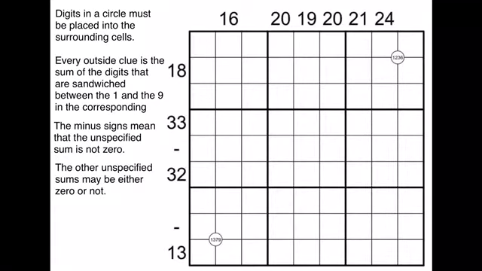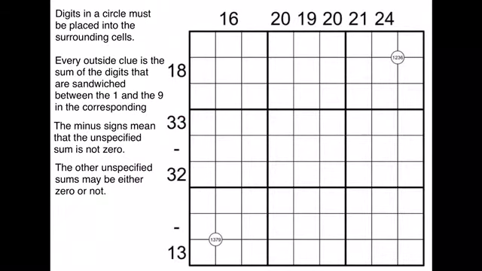Ta-da! So the magic of editing has allowed me to add some more sentences to the rule set. Those outside clues are sandwich sums, meaning that this 33 is the sum of those digits on this row that are sandwiched between a 1 and a 9. Well, what I've drawn is impossible actually, but the point is that wherever you have the 1 and the 9, the digits that are sandwiched strictly between the 1 and the 9 must add up to the number that is in the margin.